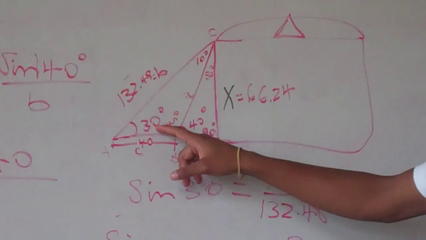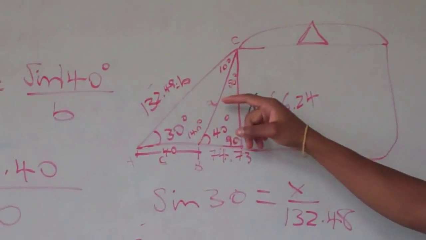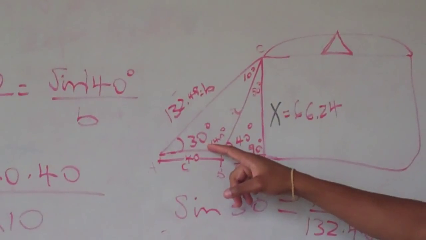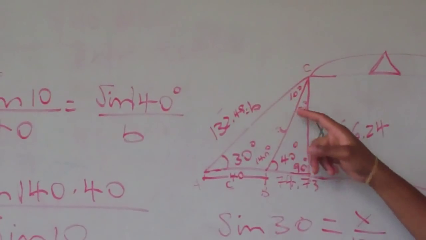And then now we know 2 of the angles, and the inside angles have to add up to 180. So 140 plus 30 equals 170, plus 10. That's how we find this side.